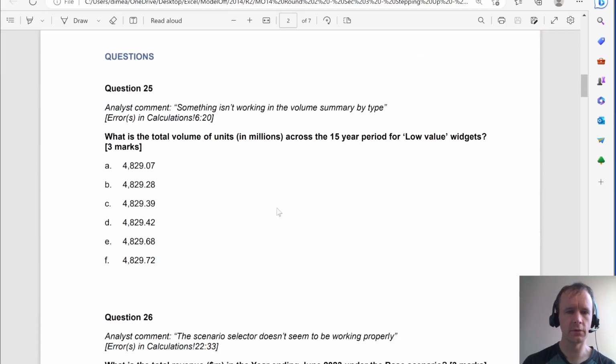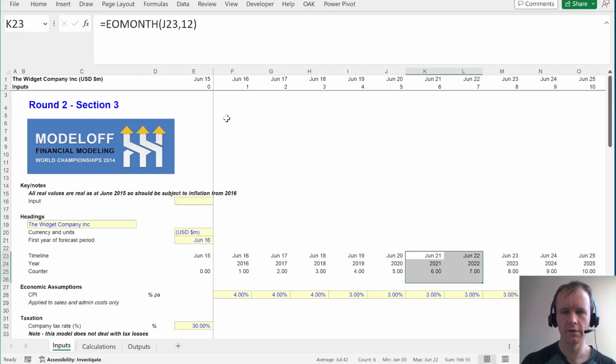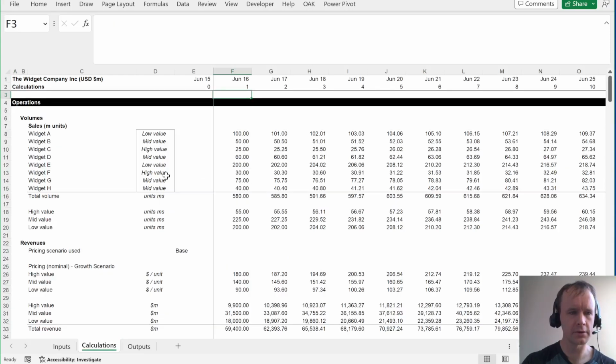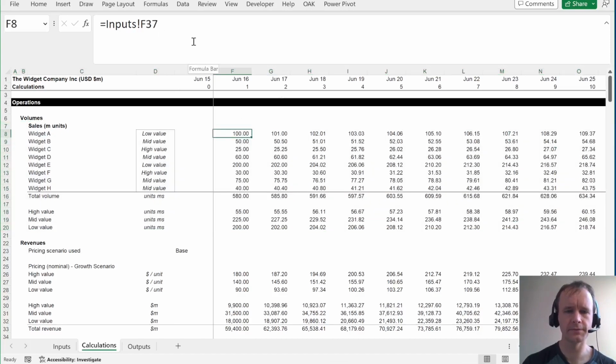So it tells you where something is wrong. All right. So question 25, which is, I guess, question 1, because this was the third section. Something isn't working in the volume summary by type. Calculations, rows 6 to 20. So let's come over here, get rid of that. Come over here, calculations, up at the top, rows 6 to 20. So something is not working here. All right, so let's take a look.